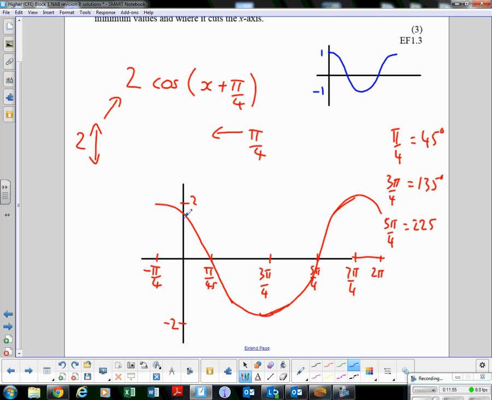Note this point and this point are at the same height. Well, they should be slightly out. Okay, because the wave has a period of 360 degrees, so this height here and this height here should be equal.